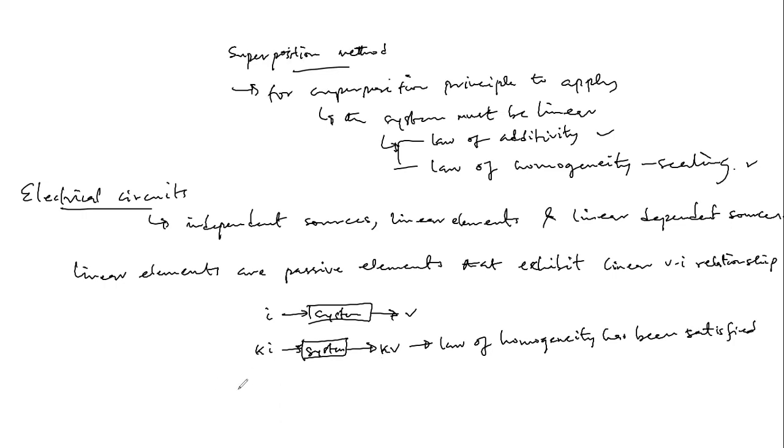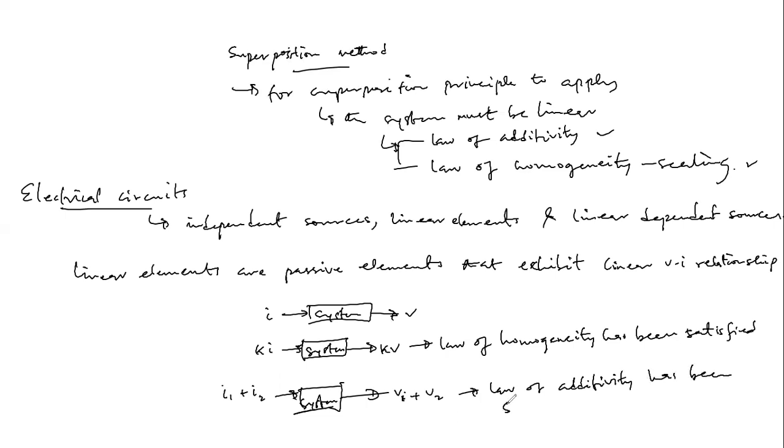Okay, and in a similar way, should the system be linear, then the sum of currents flowing through it should result in the sum of the voltages across the element. Now, should I1 plus I2 flowing through the system result in the sum of V1 and V2 across the terminals, then we'll say the law of additivity is satisfied.